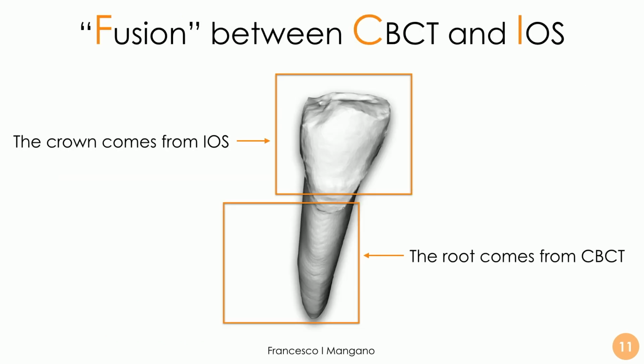And the very nice thing, as I mentioned, is that there's a fusion between the cone-beam computed tomography and the intraoral scan, because the crowns in this model come from the intraoral scan, so it's very accurate, but the root comes from the CBCT, and everything is merged perfectly in order to give a model that is reliable.